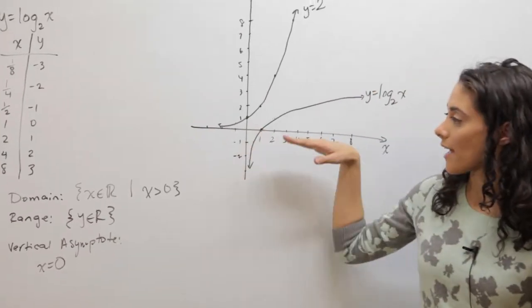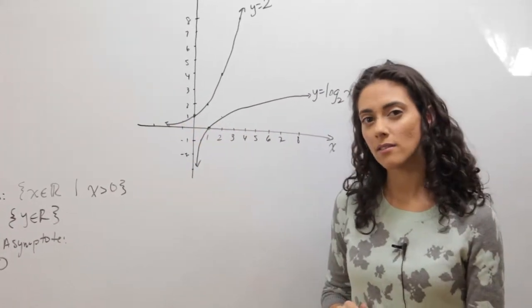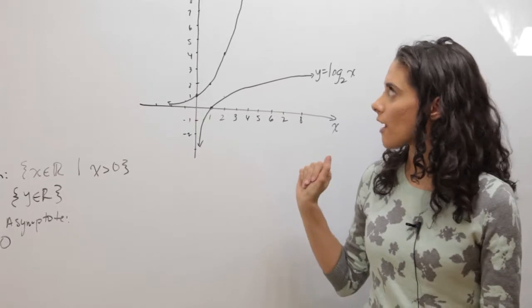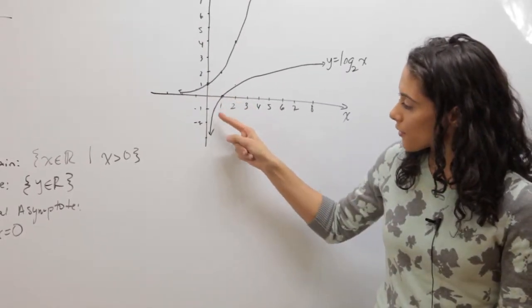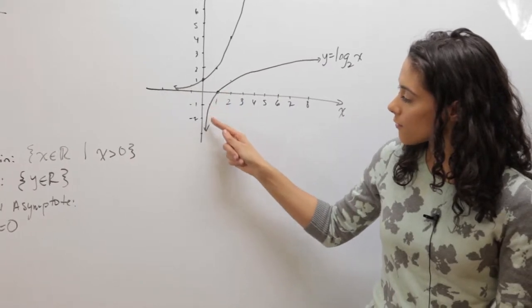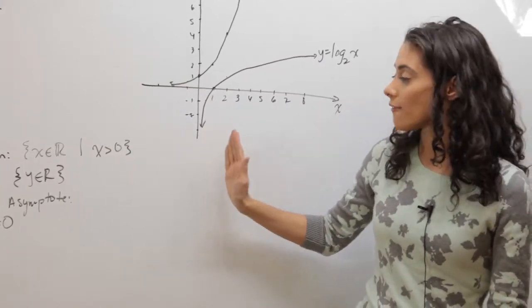And where this graph had a horizontal asymptote, y equals 0, the logarithmic graph has a vertical asymptote, x equals 0. You can see over here that my graph is getting closer and closer to the y-axis, but it will never touch or cross.